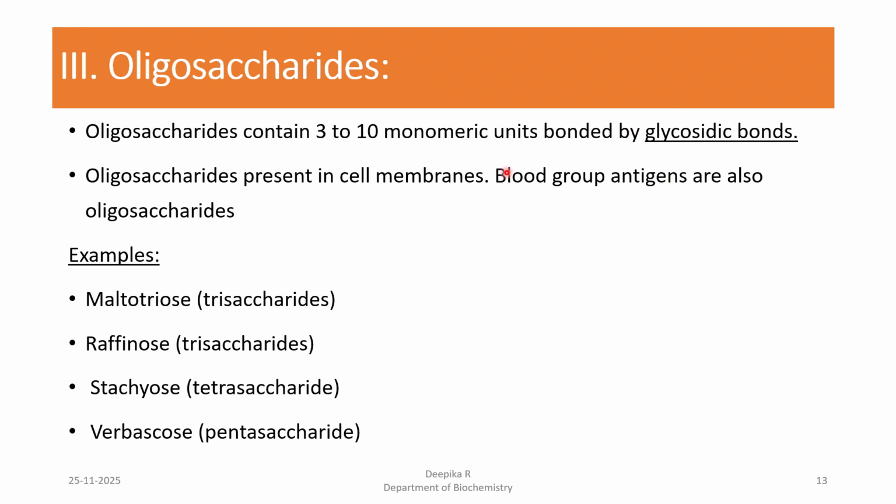These oligosaccharides are mainly present in the cell membranes. Blood group antigens are also oligosaccharides only. Examples are maltotriose, raffinose, stachyose and verbascose. These are some of the examples of oligosaccharides.